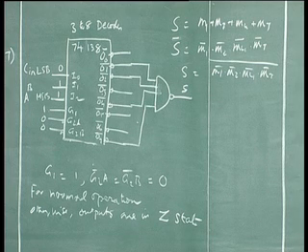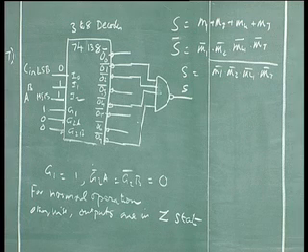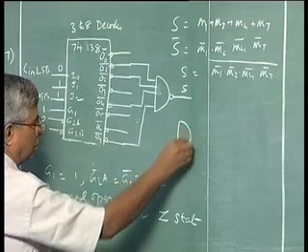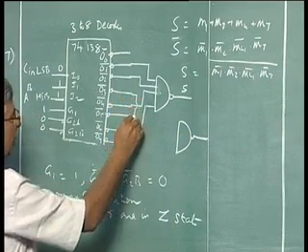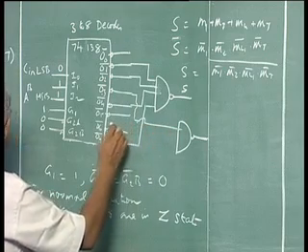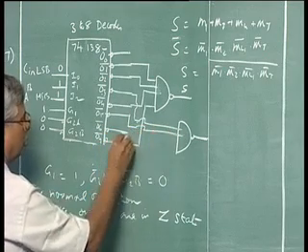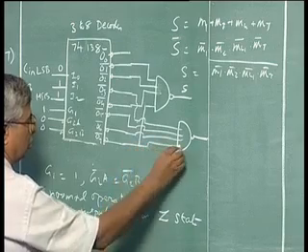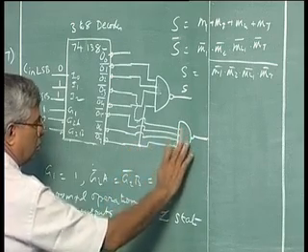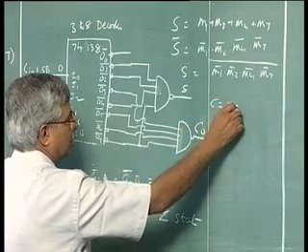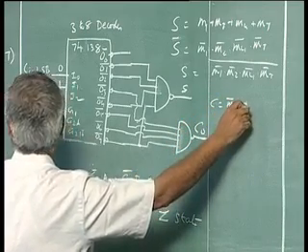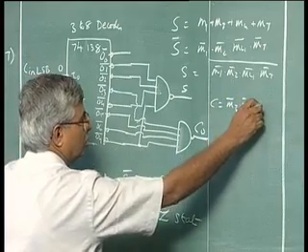Likewise, I can connect these through another NAND gate: M3, M5, M6, M7. The carry output is M3, M5, M6, M7.